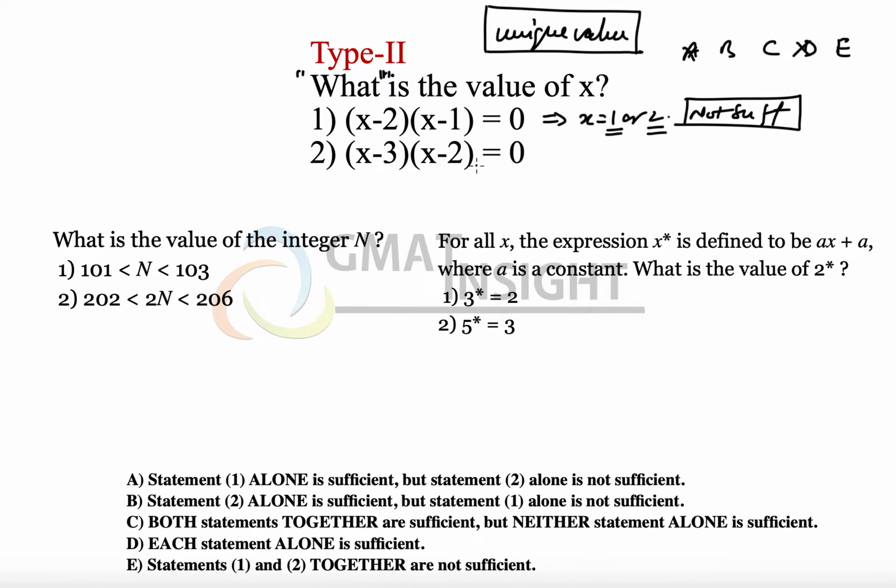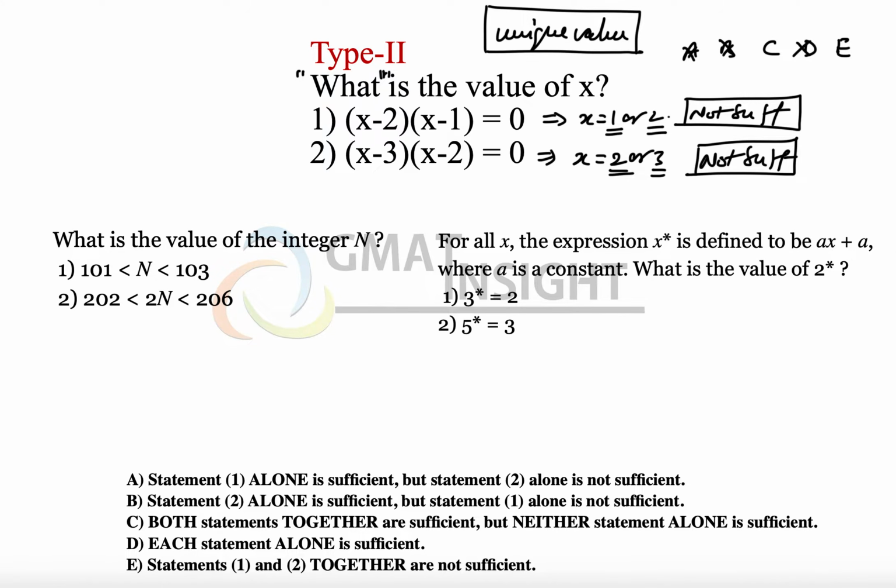Now let's look at statement 2, which says that (x minus 3) times (x minus 2) is equal to 0, which simply means that x can either be 2 or it can be 3. Once again, we have two possible values of x, and therefore we say that it's not sufficient to answer the question, because we need the unique value of x in order to say that the given statement is sufficient. So option B is also out.